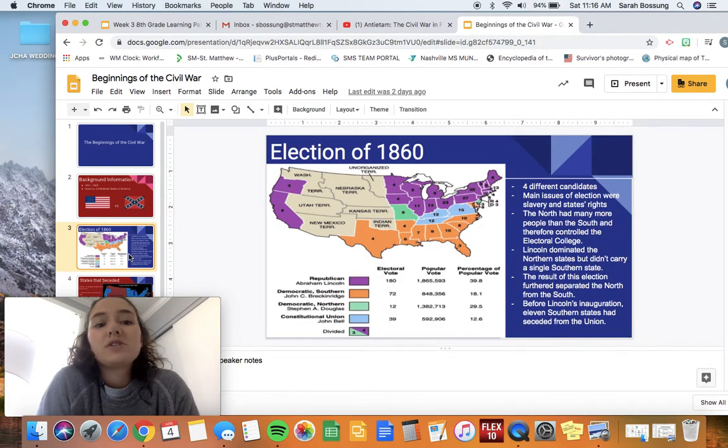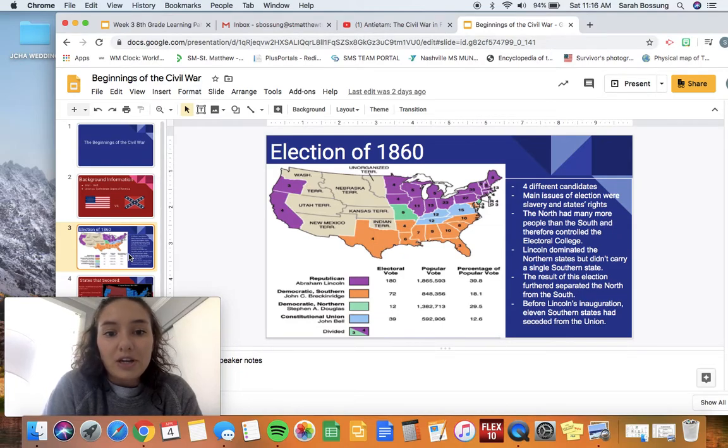So we have this thing, the election of 1860. This is a pretty controversial election. One, because we have four different candidates running. You can see the four different colors. So purple is the Republican Party. Their candidate is Abraham Lincoln. We have the Southern Democrats, whose candidate is John C. Breckinridge. And then we have the Northern Democrats who want Stephen A. Douglas. And then we have the Constitutional Union, which wants John Bell.